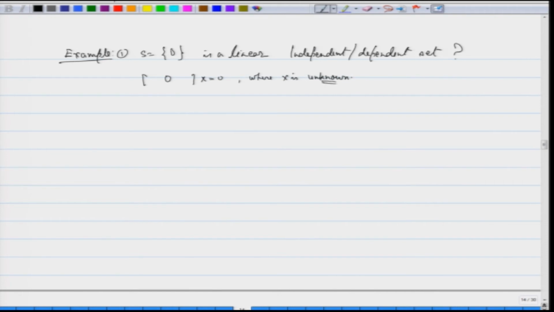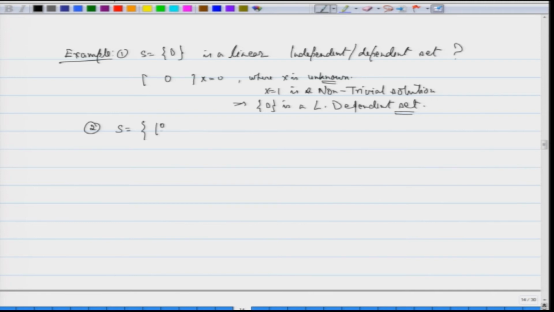Fine. What we see here is that x equal to 1 is a non-trivial solution, and this implies this is linearly dependent. Is that okay? Example 2: S is equal to, say, let me write in terms of the vectors 0 0 and say 1 2.